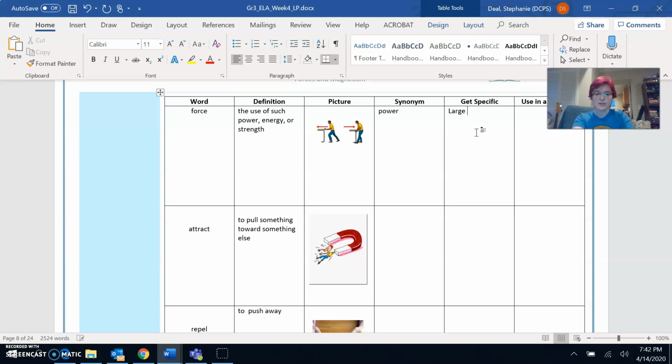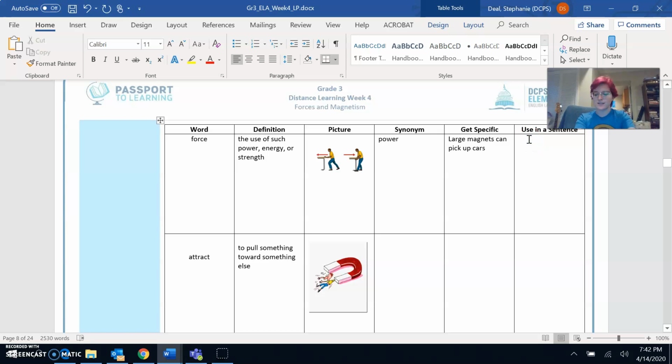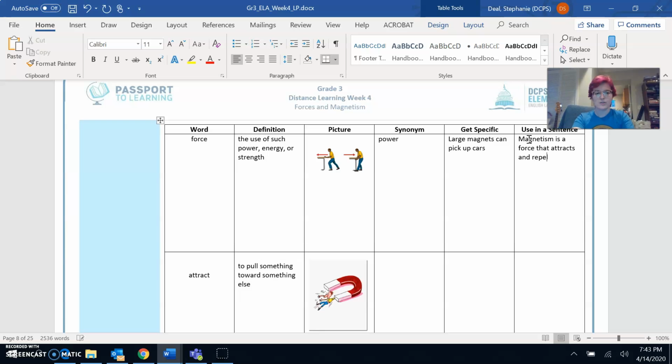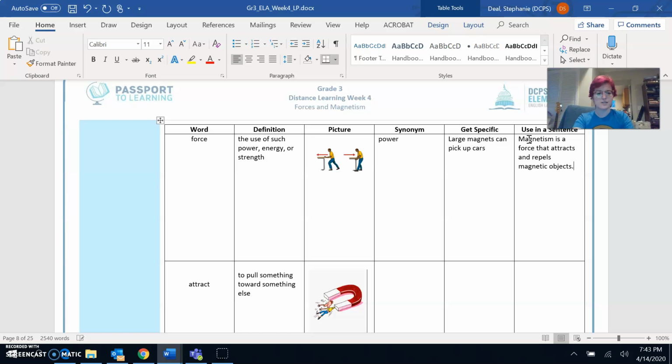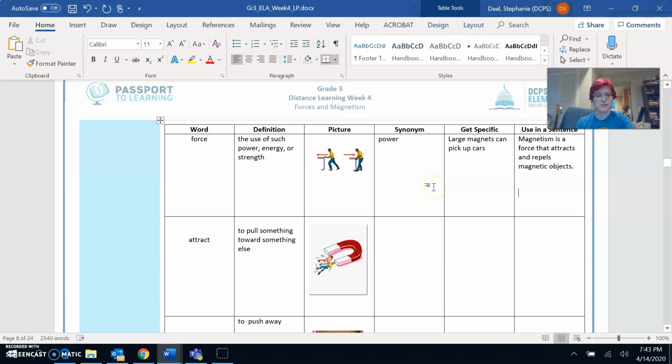I know that large magnets that I have seen can pick up cars. So they're using the force of magnetism to pick up a car. And then finally, I'll use the word force in a sentence. Magnetism is a force that attracts and repels magnetic objects. Okay. Let's go on to the next word.